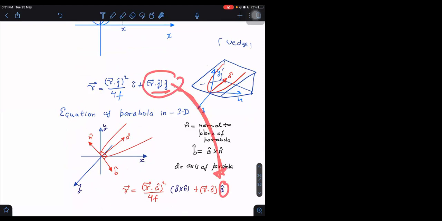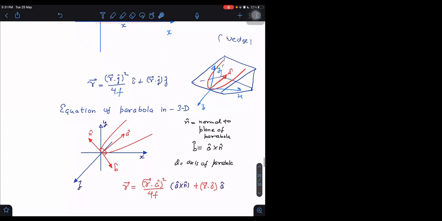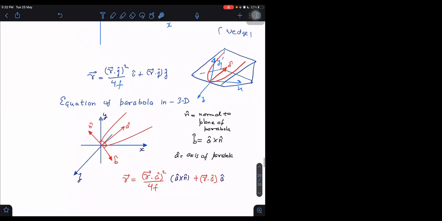You understand this second term probably, but you might not understand how I get the other term. One term was i cap, along the x axis also. How do I get that term? I get it by taking the cross product a cross n cap. If I take a cross n, then I get a unit vector which is perpendicular to a and n, and that will be pointing along b cap. That is playing the role of i cap here.